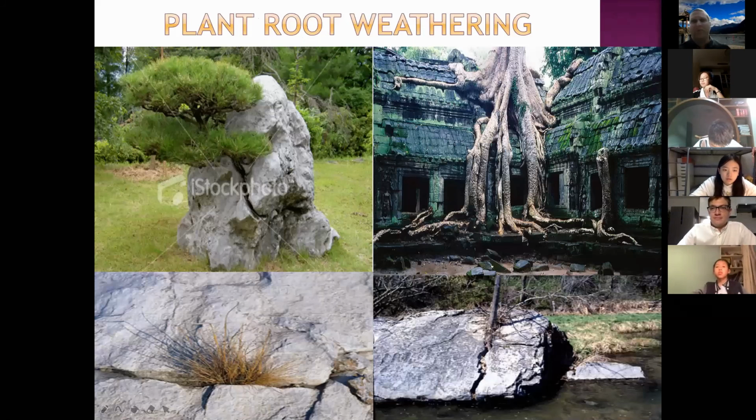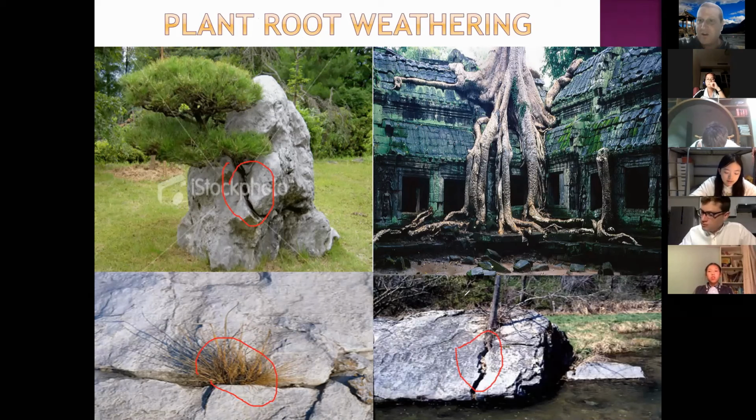Here are some cool examples of plant root weathering. Pretty easy to see this one, huh? The plant roots are going to grow into these cracks here. And due to the strength of the plant roots, as they grow bigger and expand, they are going to cause the rock to expand with it and pieces will break off.